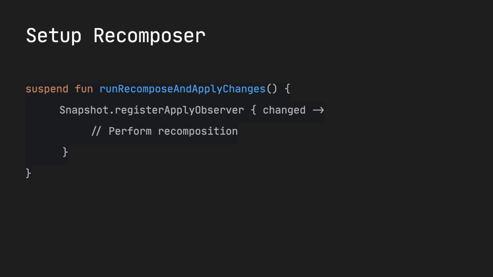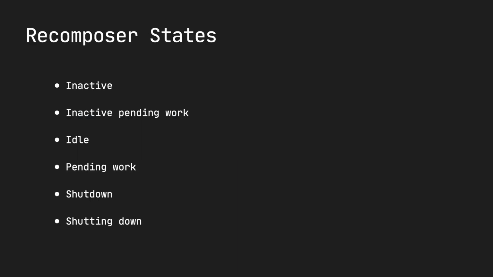When the recomposer is starting up and performing changes, it's going to inform external components of what it's doing through states. These are the different states that a recomposer could have: inactive, pending. It starts off as inactive, but when an invalidation happens, the state transitions to pending work, and then during teardown it's going to go to shutdown. So the recomposer is switching between these different states.